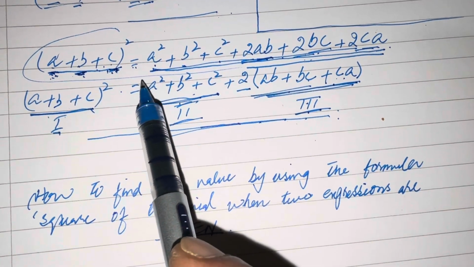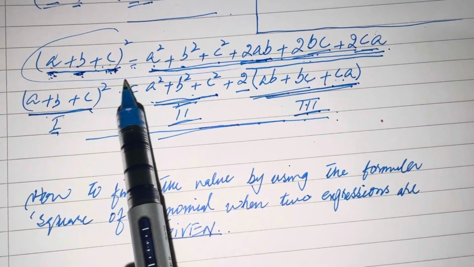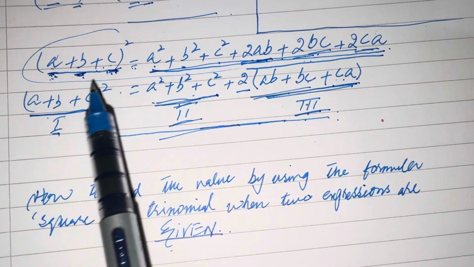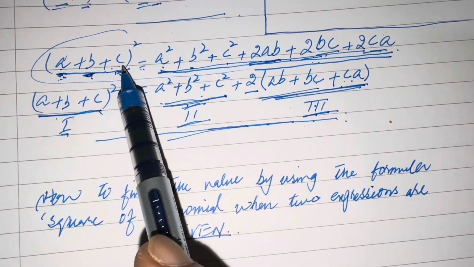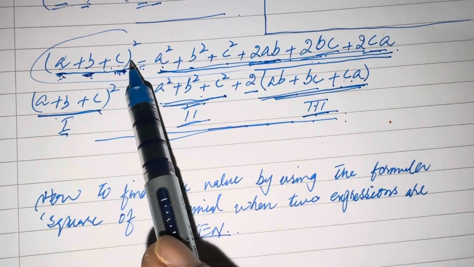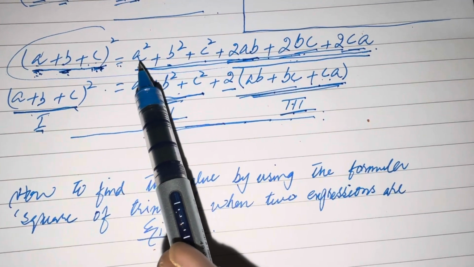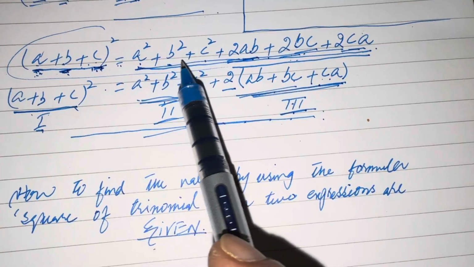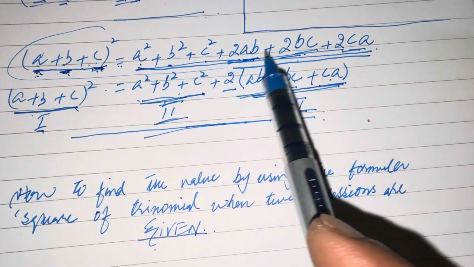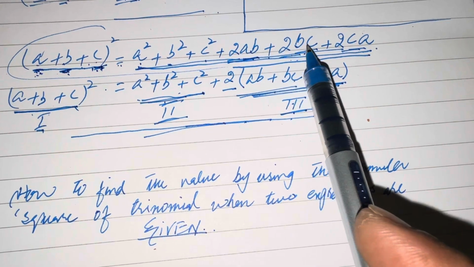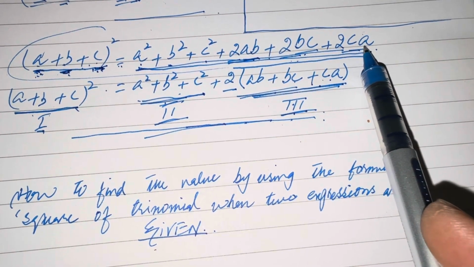So let's start with the previous example that we have done in our last lecture: if three different kinds of variables are added with each other and we take the square of them, then they will be equal to square of first plus square of second plus square of third plus 2 into first into second plus 2 into second into third and then plus 2 into third into first.